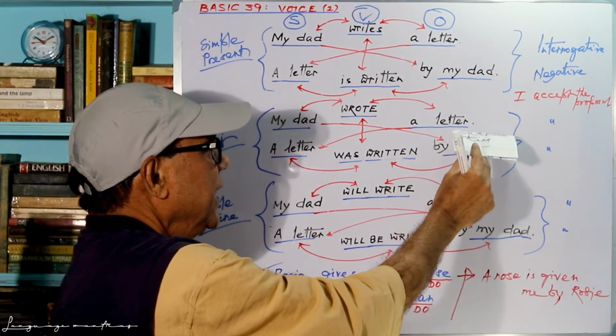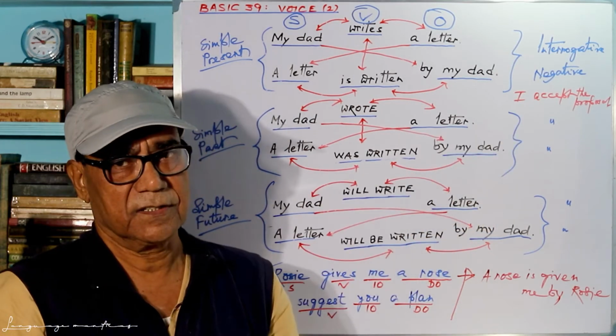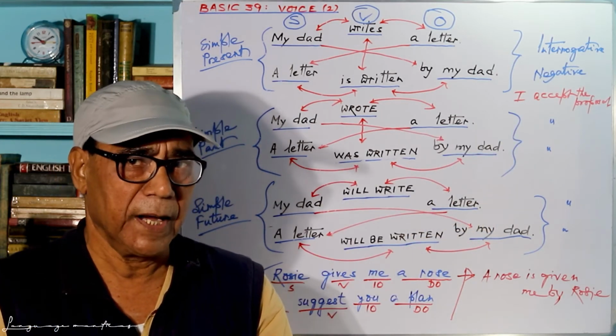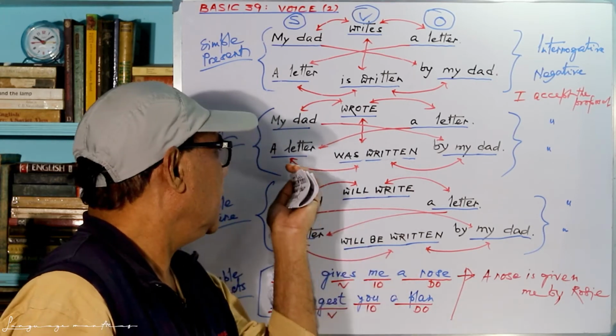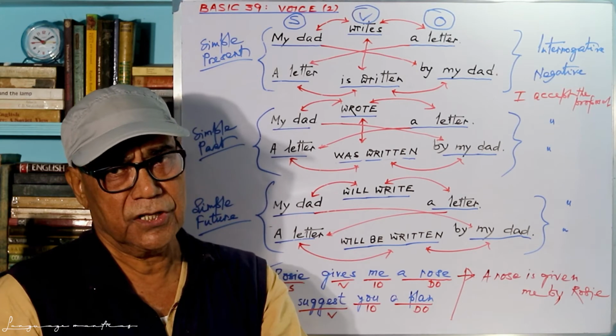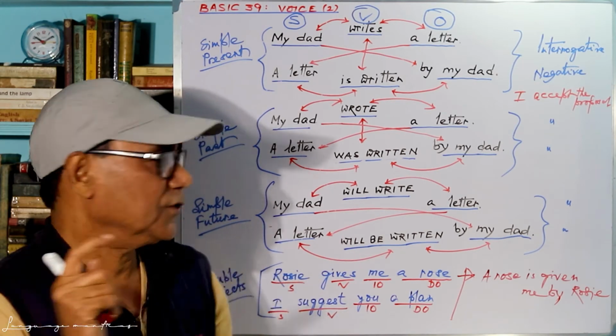Again hide this one, my dad. By whom was a letter written? A letter was written by my dad. And a letter was not written by my dad. Negative. Come to the future tense.